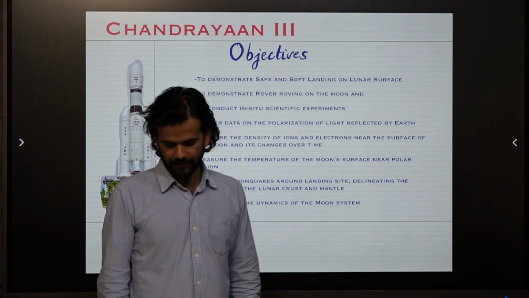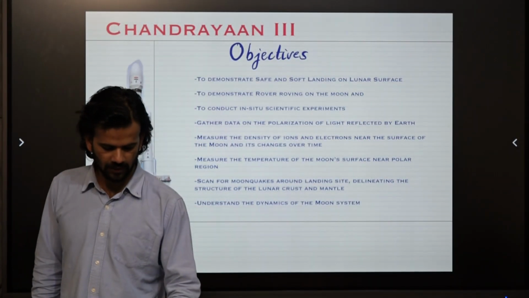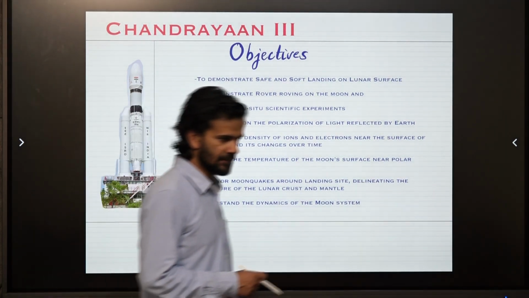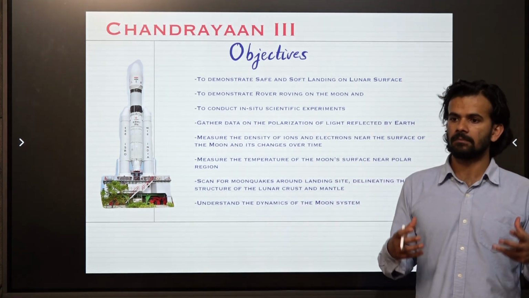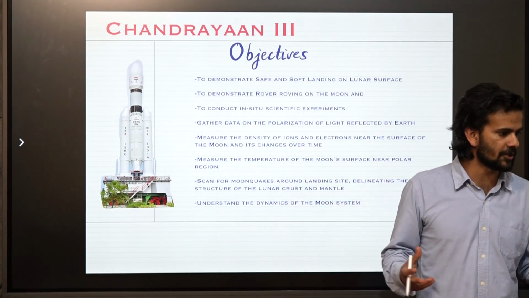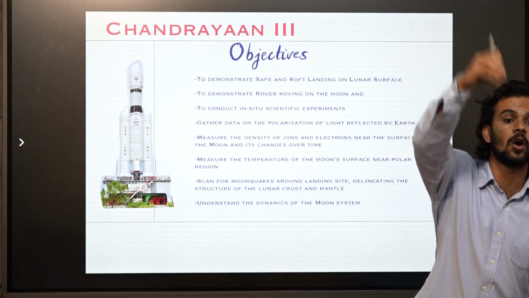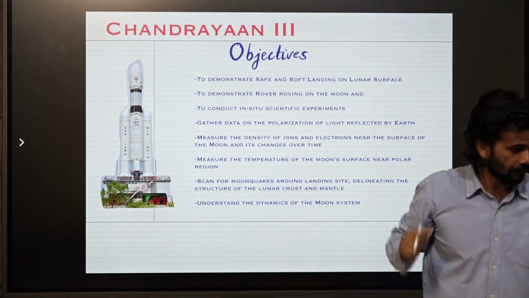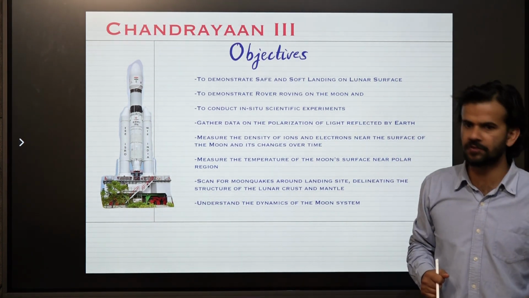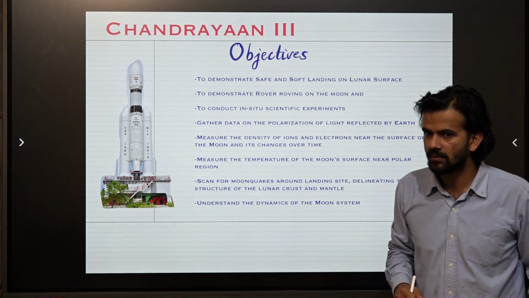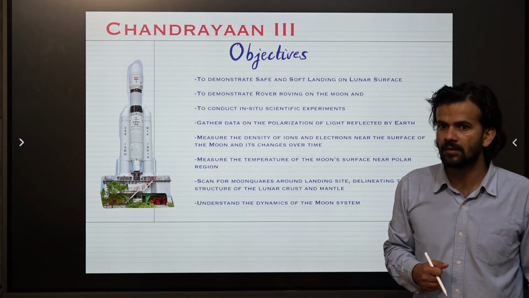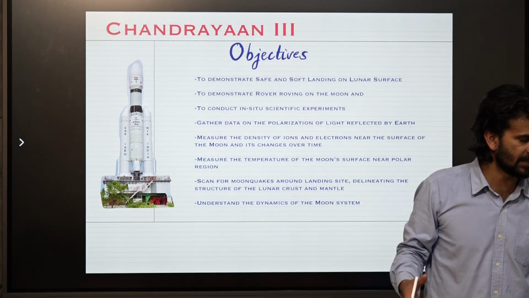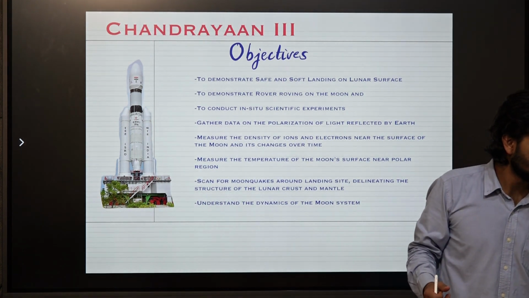Okay. So what are the objectives of Chandrayaan? To demonstrate safe and soft landing on the lunar surface. That itself is a marvelous achievement, right? To be able to land something on the moon about 3 lakh kilometers away softly and gently. That's amazing engineering, just mind-boggling. It's not easy to do, right? Only 4 countries have been able to do that. 3, right? The 4th one.